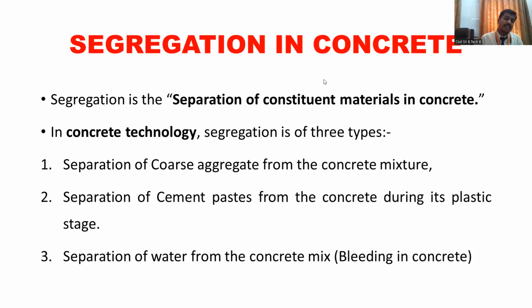And if your coarse aggregates just settle down at the bottom and at the top you are having the cement or the water or the fine aggregates, then that is again one of the types of segregation. Okay, so segregation is going to happen in 3 different ways. You can just take a screenshot of these 3 different types as I have mentioned in the presentation.